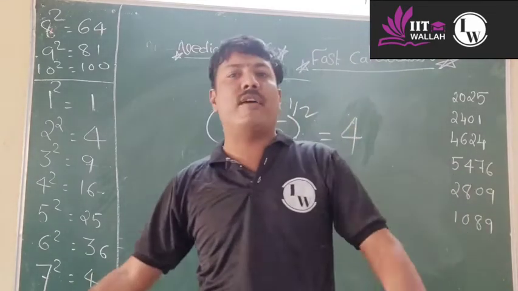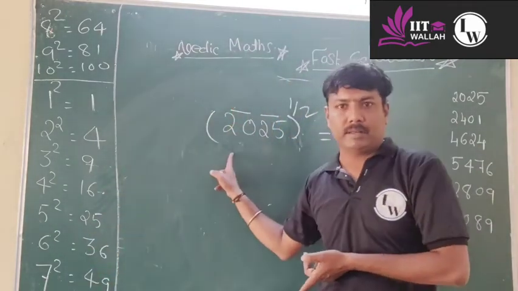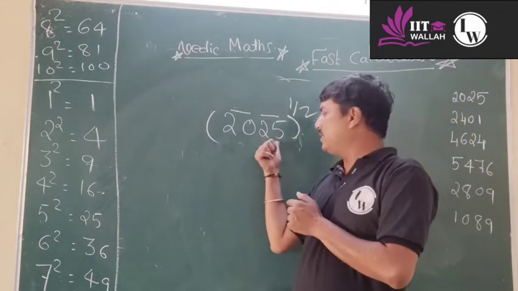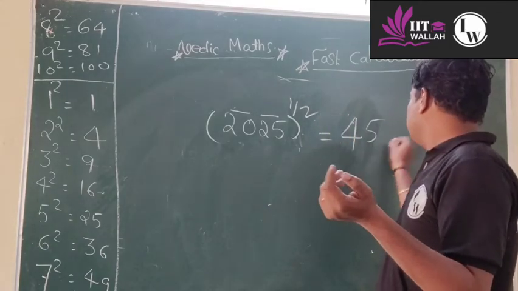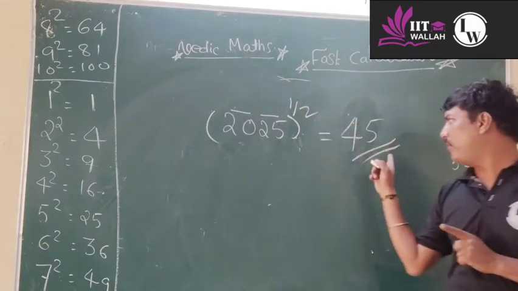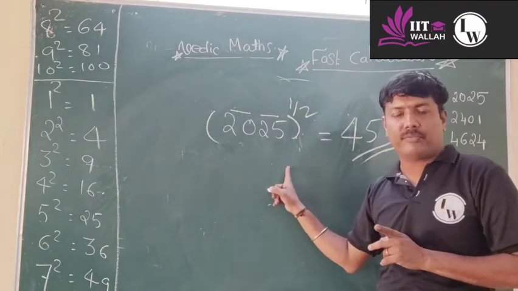So we got the first digit, the tens place digit of the square root of this number. And this number ends with 5, so there is no confusion. You write 5 only, because any number that ends with 5 has a square root that also ends with 5. So 45 is the square root of 2025. Got it?